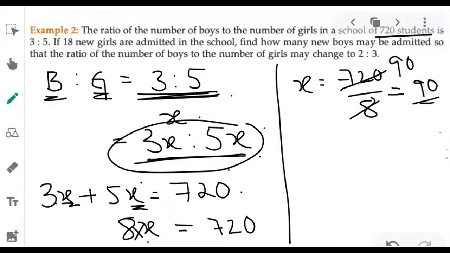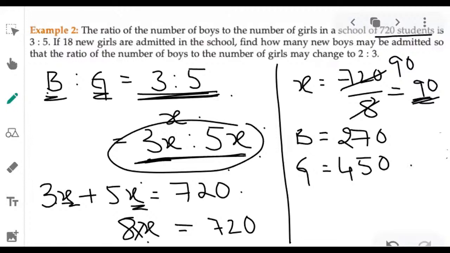Right? So if x is equals to 90, what is the number of boys? 3x. 3 into 90. 270. Number of girls? 450. Super. Right? Now he gave a condition on top of this.